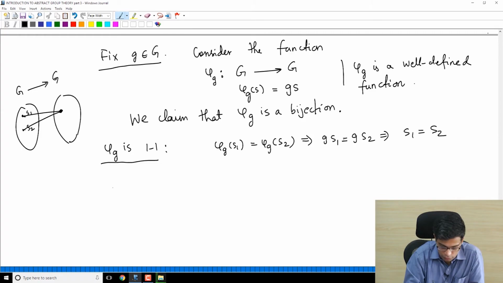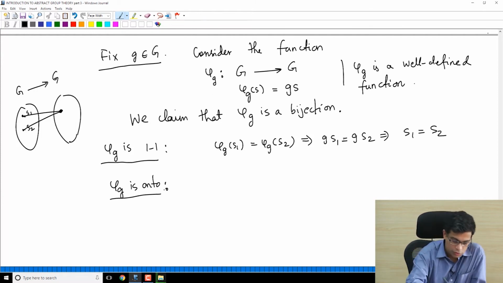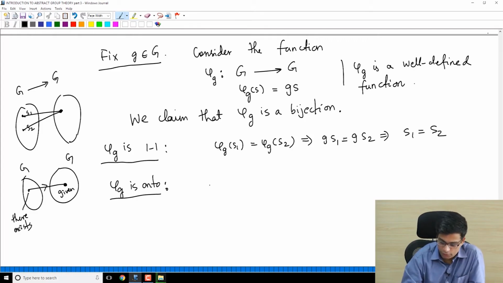So now it remains only to show phi g is onto. Why is phi g onto? What is the meaning of being onto? It means you give me any element of the target space, there exists something that maps to this, right? You are given this, there exists such an element. So now let me be given an element s in capital G.